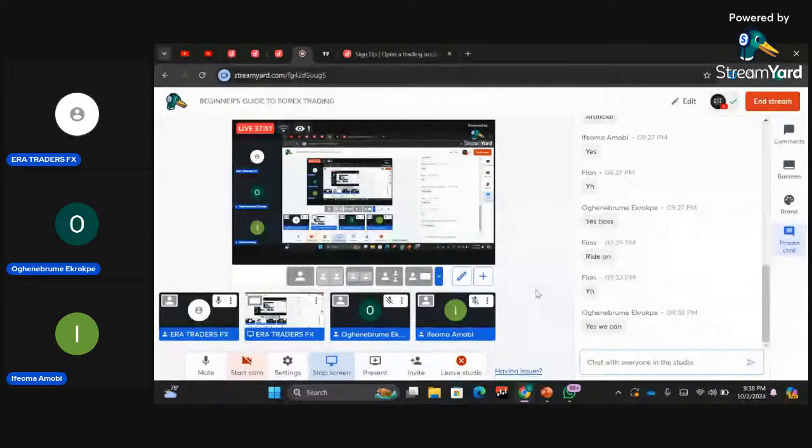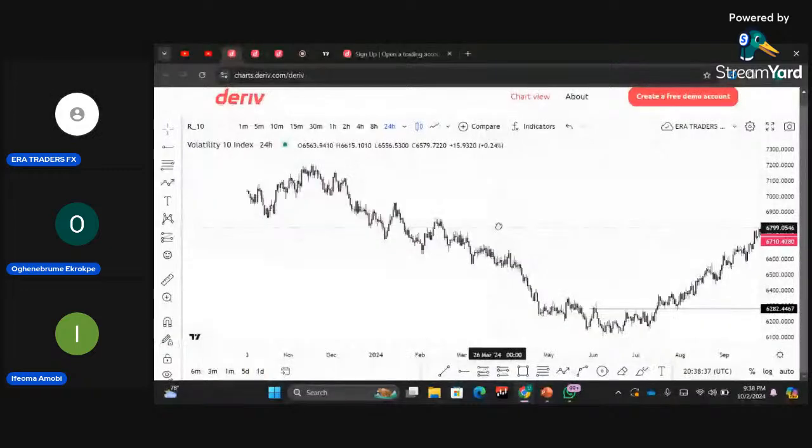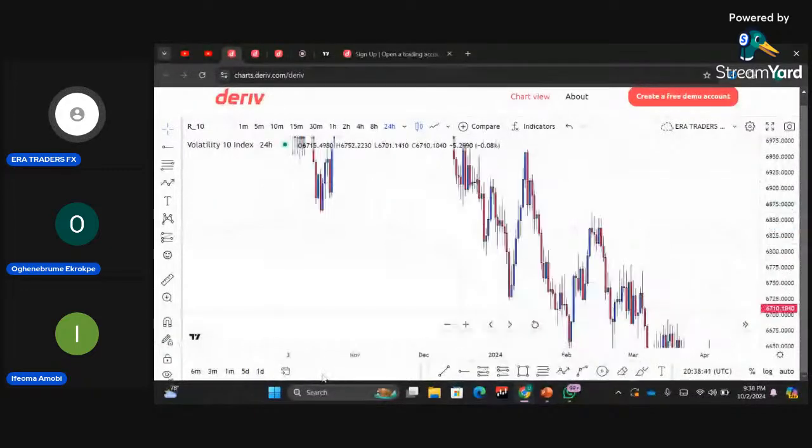So some basic stuff that you need to know or understand, because as I open this chart now, you are seeing something like candles. This is what we call candlesticks.